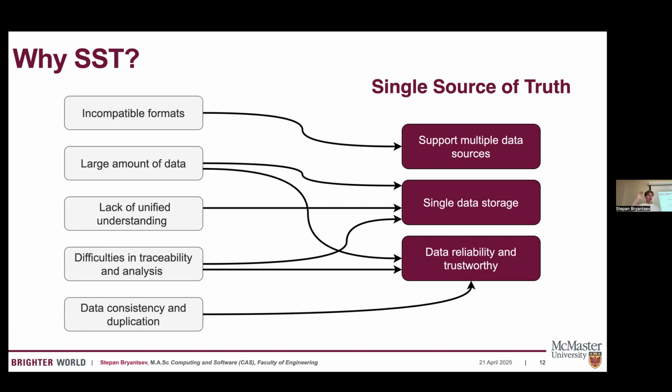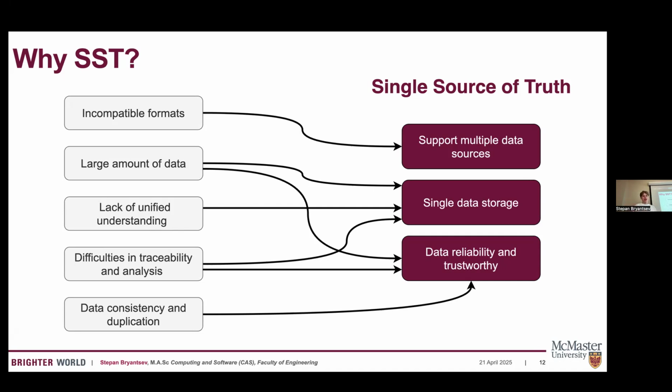The final problem that we're addressing is data consistency and duplication. This is exactly what the definition of data reliability and transparency is about. So it helps us to focus on these data issues.